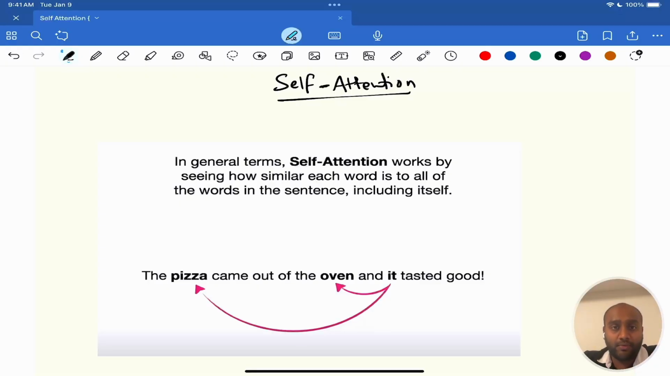Now, I'm going to teach you about self-attention in Transformers. This revolves around how to understand the words better in context. So basically, what I'm saying is, if you read this statement, "the pizza came out of the oven and it tasted good," what does "it" refer to here? Does it refer to oven or does it refer to pizza? This is one of the fundamental things self-attention solves.